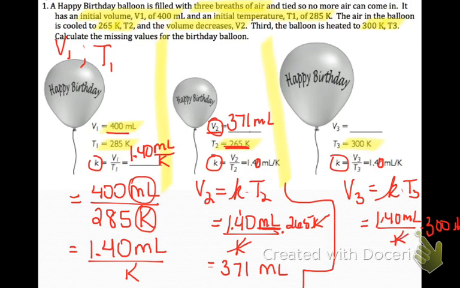You can cancel out your Kelvin. And then from there, we'll punch this into our calculator. We should have 3 sig figs at the end. And so we'll have 420 milliliters left. Okay.